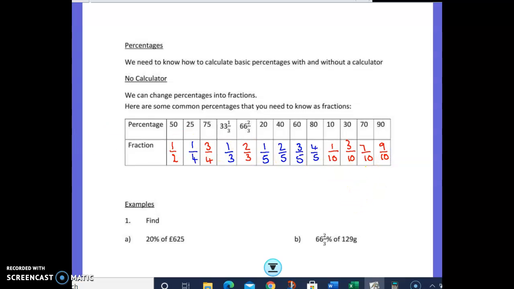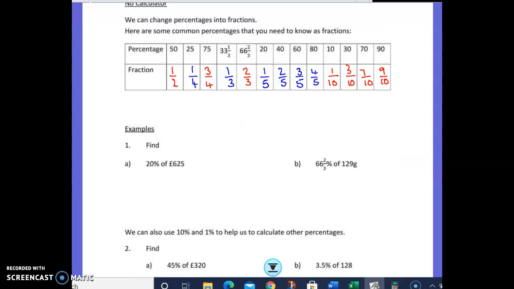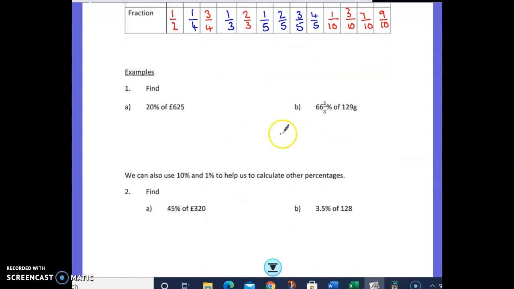Okay. If we know what our percentages are as a fraction, we can easily work them out. Let's do a couple of examples then. First one, 20% of £625. 20% is the same as 1/5, so we're finding 1/5 of 625. 625 divided by 5. It's non-calculator, but you can always write down working. It's 125. It's asking me about pounds, so my answer must have pounds in it as well.